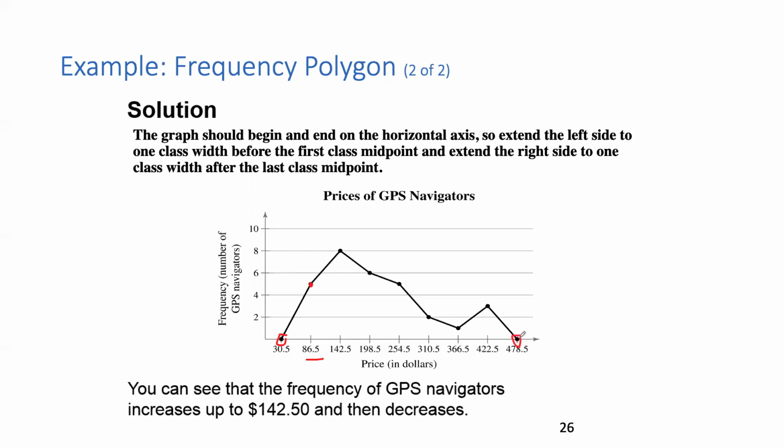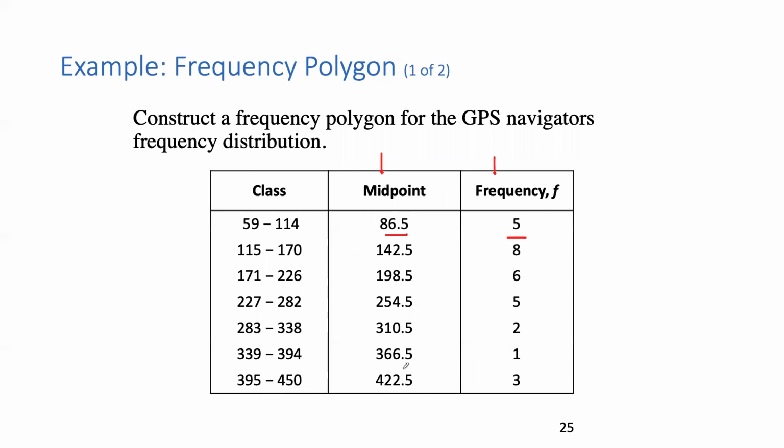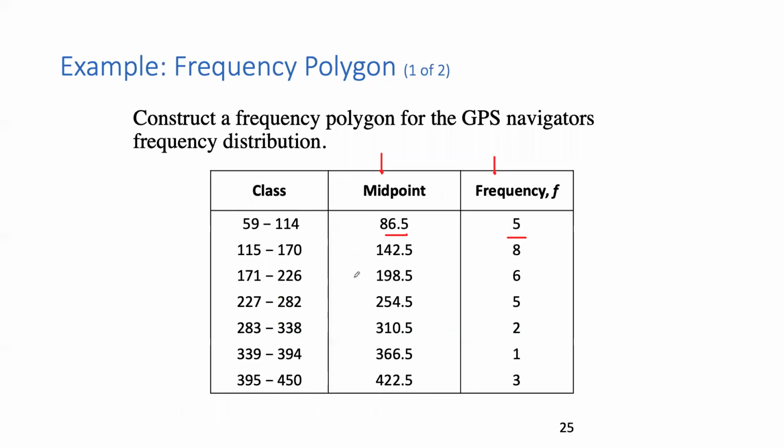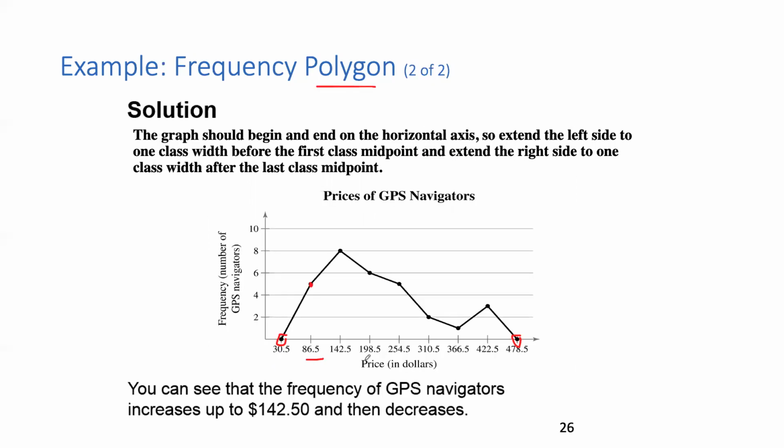If you look, these are not anywhere in the data set, right? They're not anywhere inside the data set. The point is that a polygon from geometry is a closed figure, which means that if I start from 86.5 and I stop at 422.5, which is where my data set is ending, what do I get? I get an open figure, right?